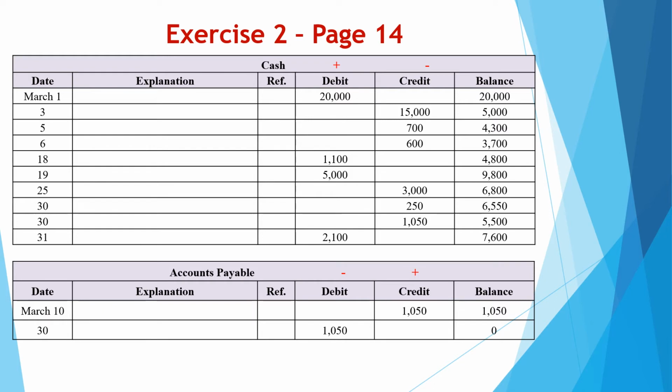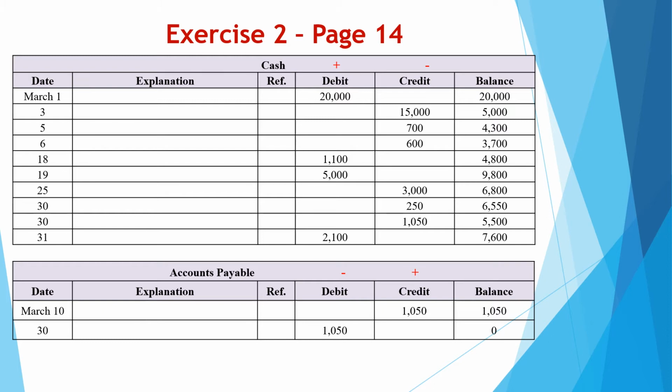Next date the cash account appears in the general journal is on March 18. On March 18, the cash was in debit for 1,100. So we put the amount 1,100 in debit, but how to find now the new balance? We take the previous balance, which is 3,700, plus the 1,100 to get a new balance of 4,800.